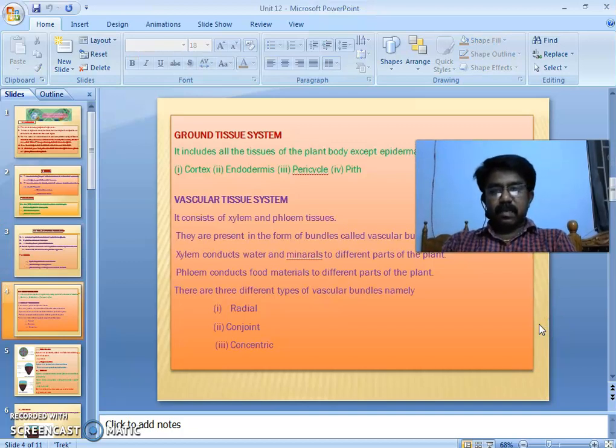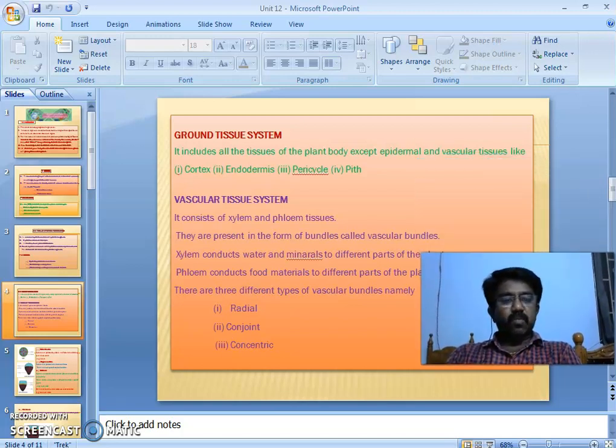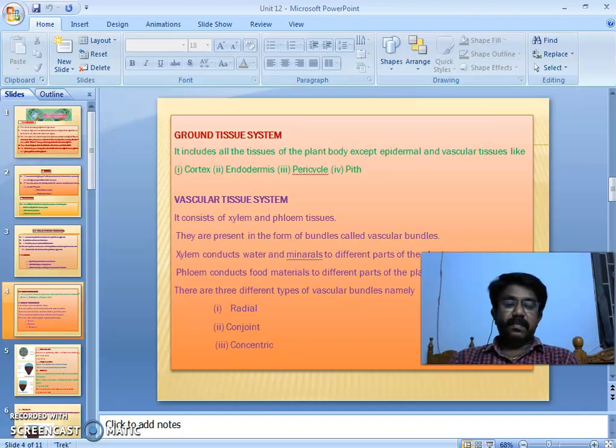Next, we are discussing the ground tissue system. It includes all the tissues of the plant's body except the epidermis and vascular tissue, like cortex, endodermis, pericycle and pith. This is the ground tissue system.